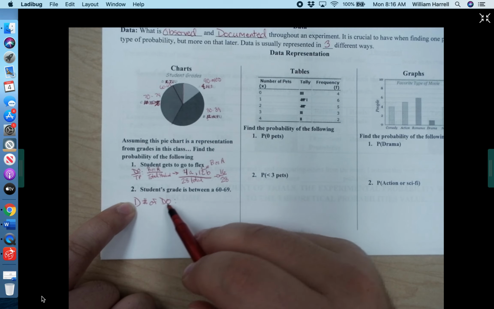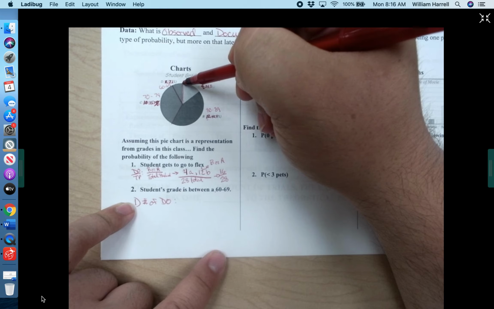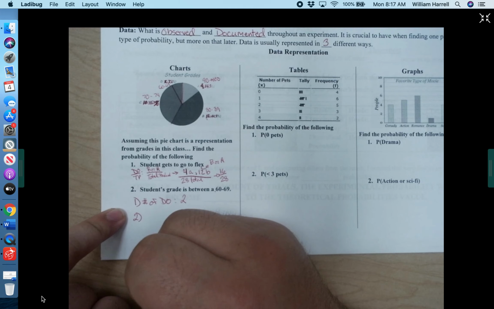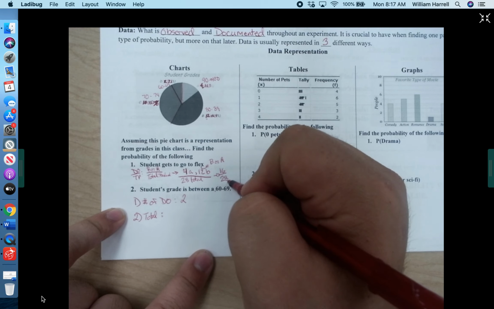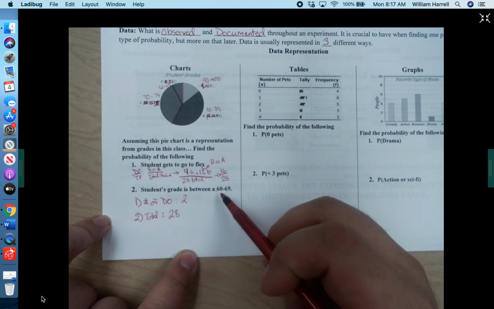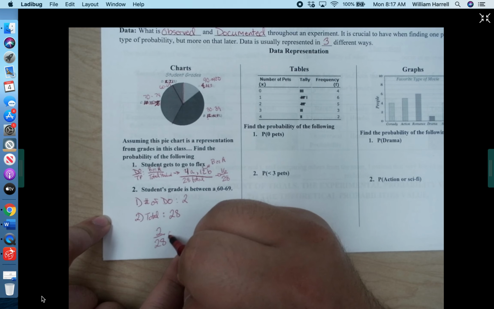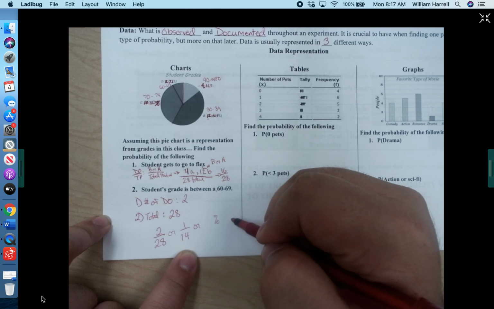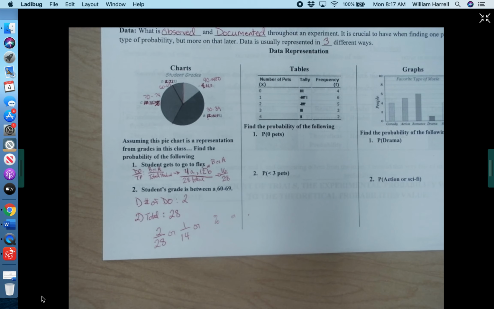Okay, so desired outcomes between 60 to 69. I want this portion, or 2 kids. Okay, second thing, what are total possibilities, or what's the total number of kids in the class? We just found that, right? It's 28. So the probability that the student's grade is between a 60 to 69 is 2 over 28, or 1 over 14, or again, you can change it to a percentage or some decimal. But again, if you get to 2 over 28, you could eventually get to your answer.